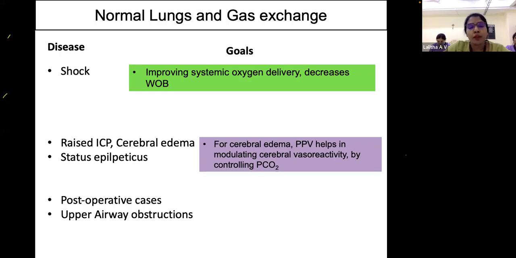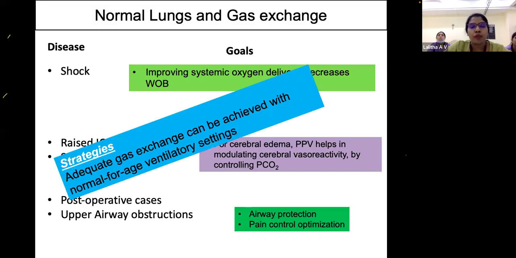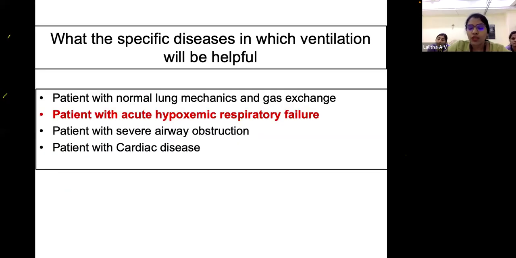In post-operative and upper airway obstruction, it is mainly to take care of the airways, to protect the airway, and sometimes to control pain. So in these scenarios, we will require PPV, and remember, the lungs will be absolutely normal. So we have to just maintain adequate gas exchange, and that can be achieved with age-appropriate ventilatory settings. Okay, so let's move on.